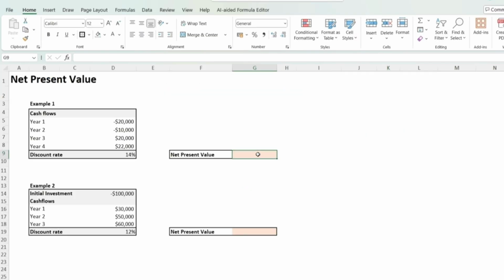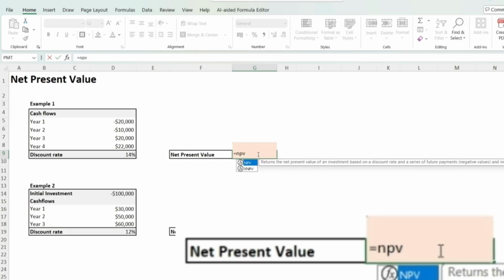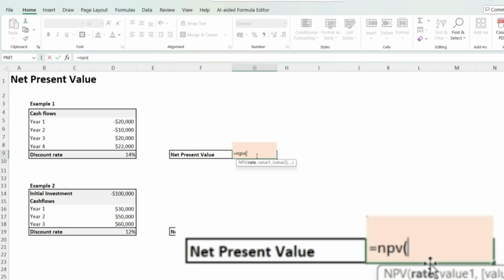To use the NPV function, we will type is equal to NPV bracket open. The first input required is the rate, which is the discount rate. In our example, the discount rate is 14%. So we'll link it to cell D9, put a comma. The second input required is value. So it is asking for value 1.